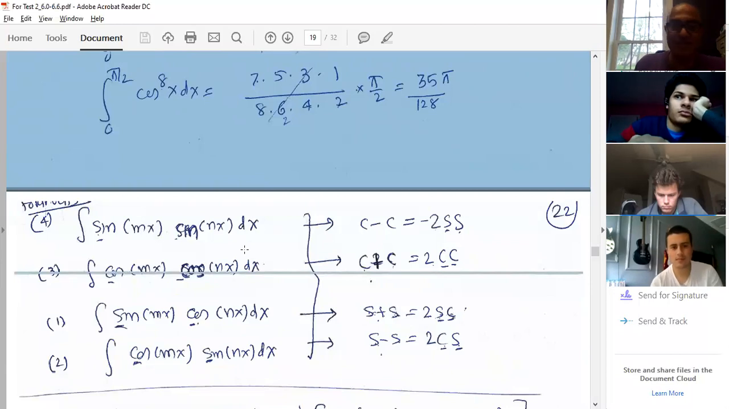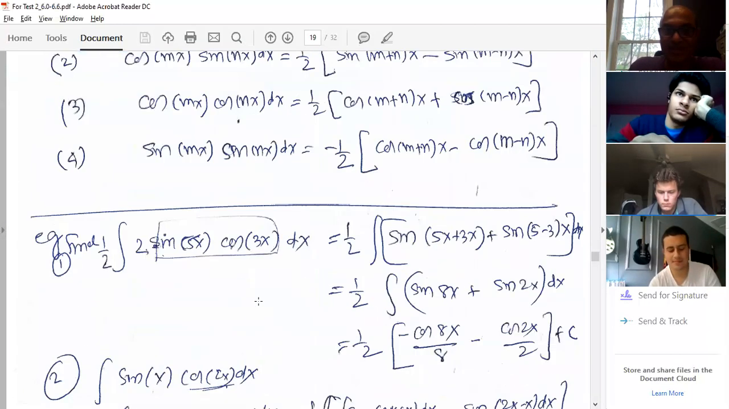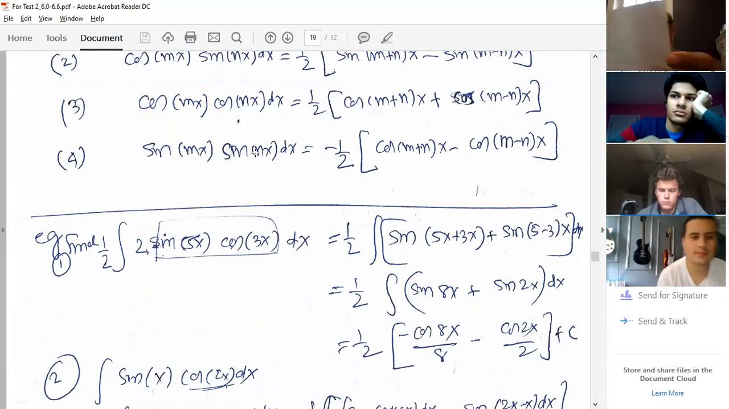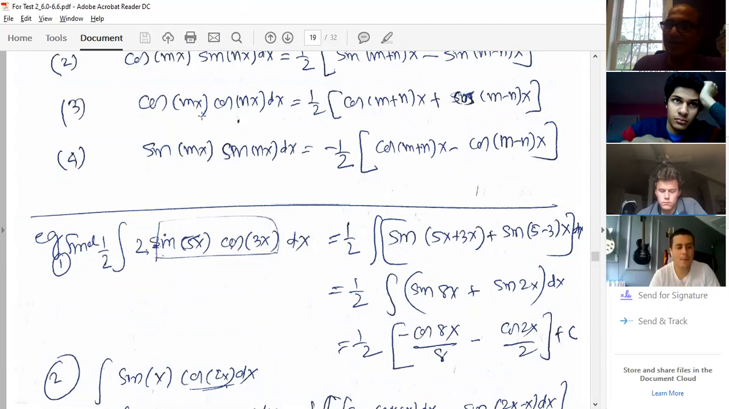And I will take the picture and send it on. Don't worry about it. Same here, cosine mx, sine nx, like this. And look at over here, exactly the same thing, my first formula. Just ignore this part. If you are good with these first four forms, whatever the formulae are given here in the book, same thing. Let me start with this one.